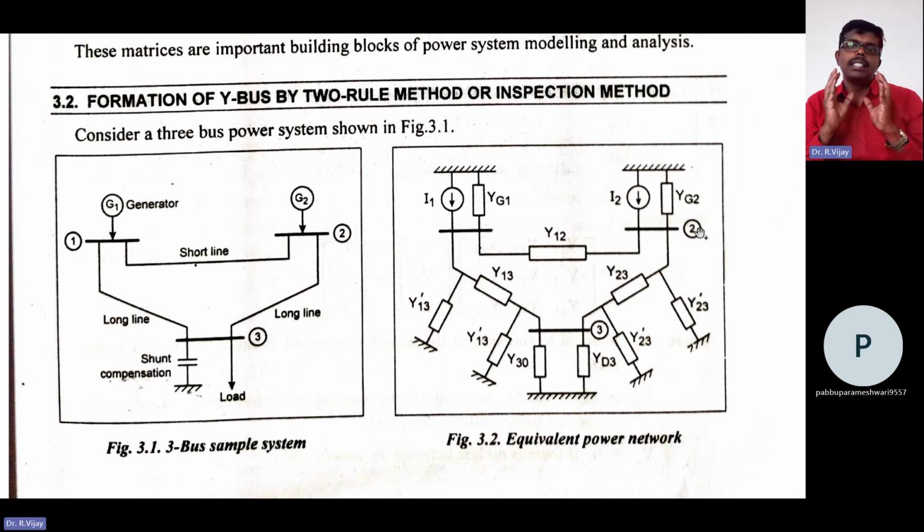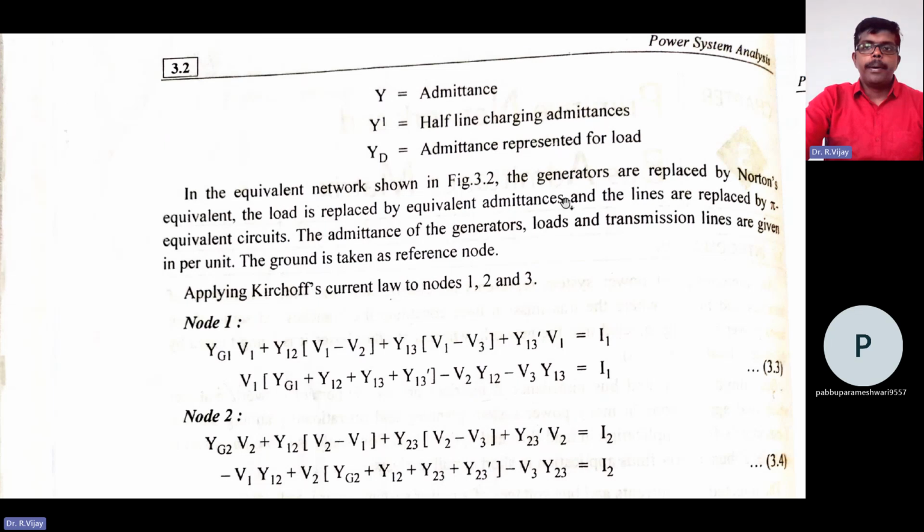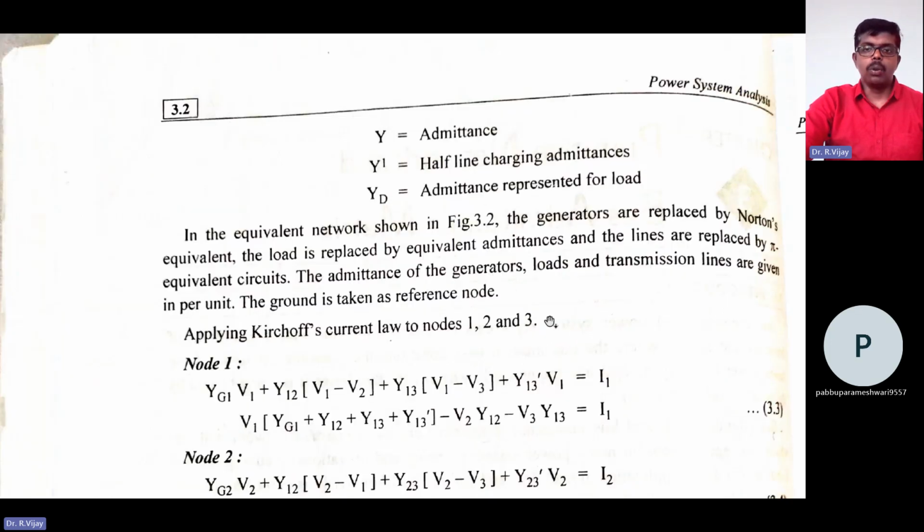Whatever the power system given in the problem, you need to convert and write. Sometimes it will be given in the problem itself, but you need to know this formulation, how to convert the given bus system into the equivalent bus system. That understanding is very, very important for you. Next, the admittances of generators, loads and transmission lines are given in per unit. The ground is taken as the reference node.